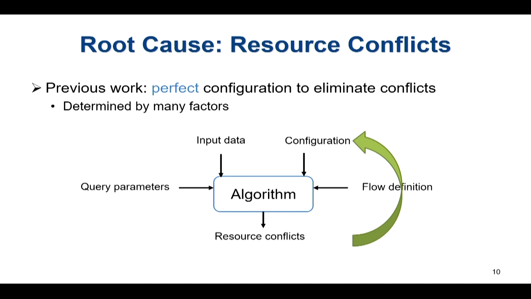To design the framework, we first analyze the root cause of user burdens. In approximate measurement, errors are caused by resource conflicts among flows. So users need to deal with the resource conflicts by carefully tuning the right performance-accuracy trade-offs. However, the resource conflicts are determined by many factors, not only the configuration, but also query parameters, input data characteristics, and flow definition. So if we are looking for a perfect configuration, we need to consider all these factors. This raises the user burdens.